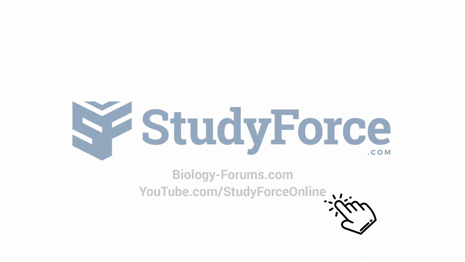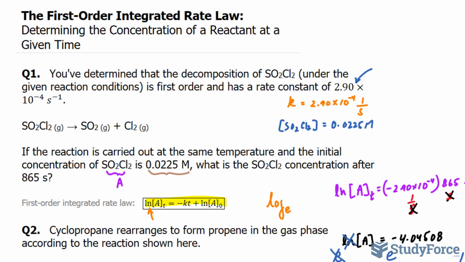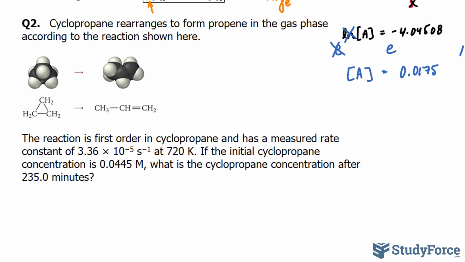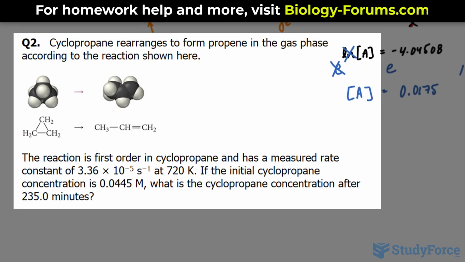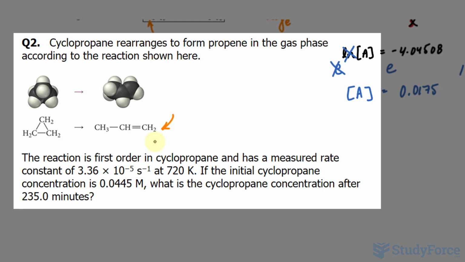Welcome back to question 2 of this series, where we use the first order integrated law to find the concentration of a reactant at a given time. We ended off with this question, which reads: cyclopropane rearranges to form propene in the gas phase according to the reactions shown here. The reaction is first order in cyclopropane and has a measured rate constant of 3.36 times 10 to the power of negative 5 at 720 Kelvin. If the initial cyclopropane concentration is 0.0445 molars, what is the cyclopropane concentration after 235 minutes?